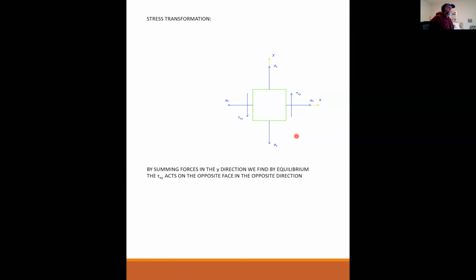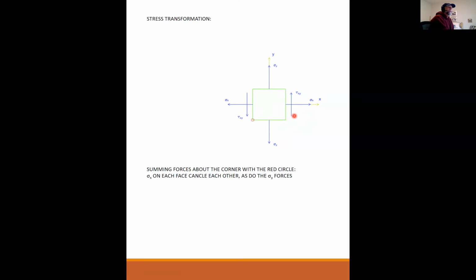By summing forces in the y direction, we find by equilibrium that tau xy acts on the opposite face in the opposite direction. So in other words, you sum all the forces up and down, sigma y and sigma y cancel each other. You have to have a tau xy in the opposite direction to cancel this tau xy to equal 0. So we place tau xy in the minus y direction.